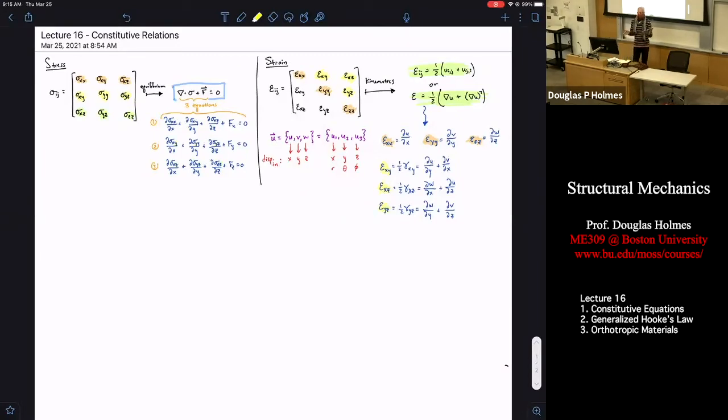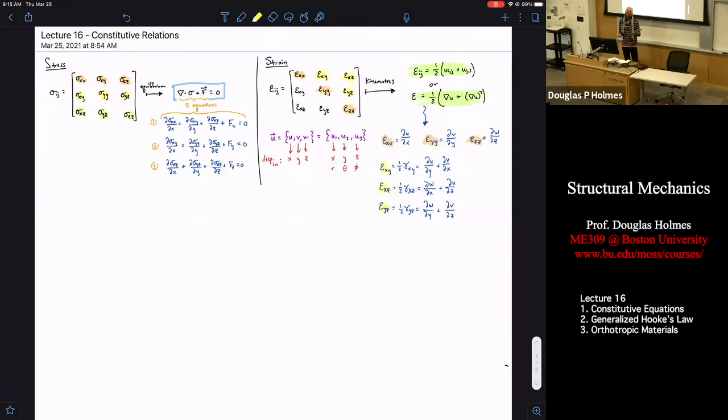And this is where we're at. We've identified there are differential relations that are required for our stress tensor to ensure that we're in equilibrium. And there are differential relations that connect displacement to strain. There's a technicality here. And this technicality is making sure that our equations satisfy the equations of compatibility.